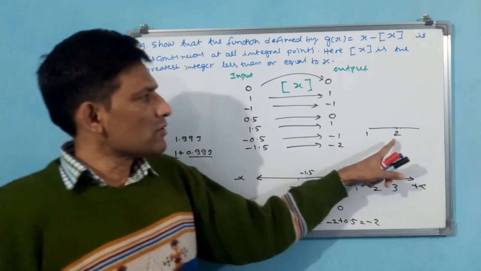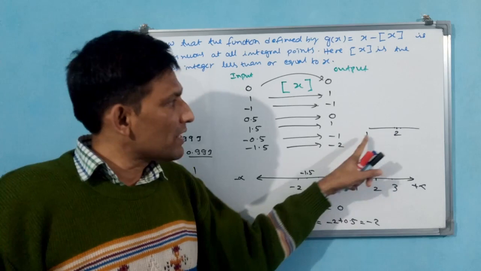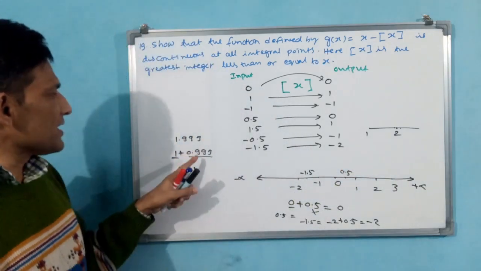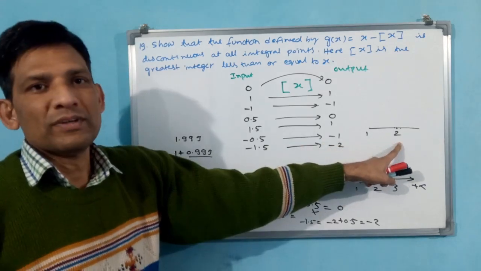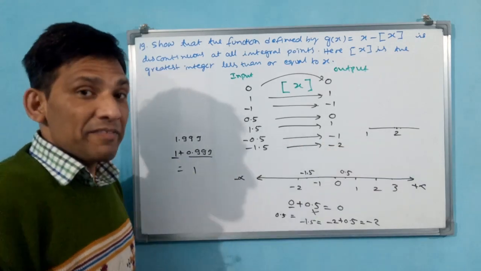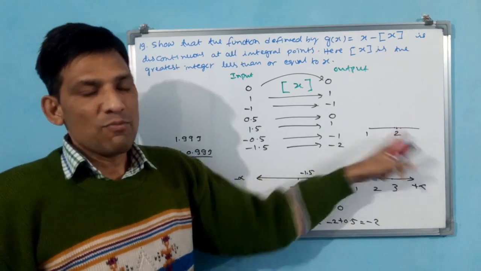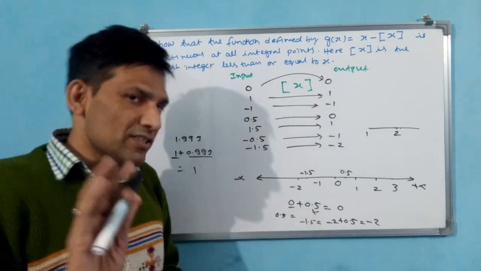But what about slightly less than 2? Slightly less than 2 means you are giving 1.999999. Then what is it going to do? It is going to give only 1. It won't give 2. Then the left hand limit will be 1 and the right hand limit will be 2. Both are not equal. Then automatically the greatest integer function is discontinuous.